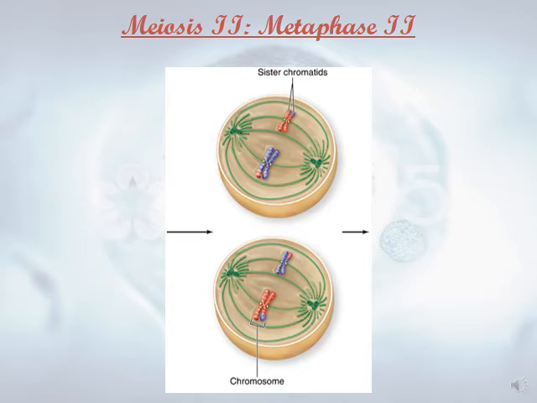Metaphase 2. What will happen at metaphase 2? The chromosomes line up at the middle of the cell, forming what's known as the equatorial plate. This is identical. As you see, until now, prophase 2 and metaphase 2 are 100% identical to mitosis. But we have here two daughter cells. Let's move to anaphase 2.